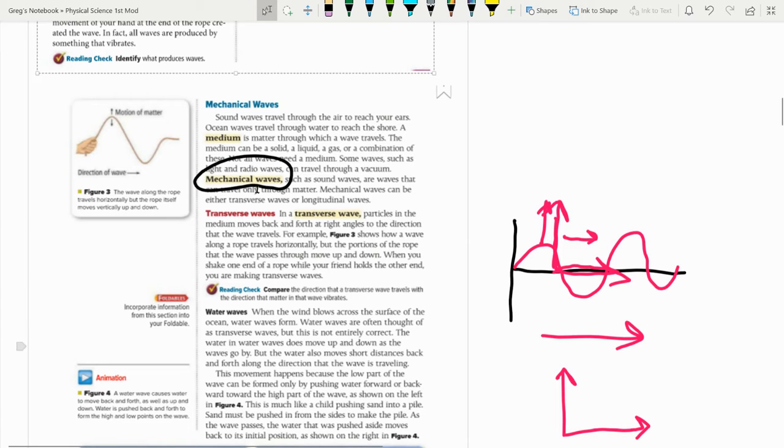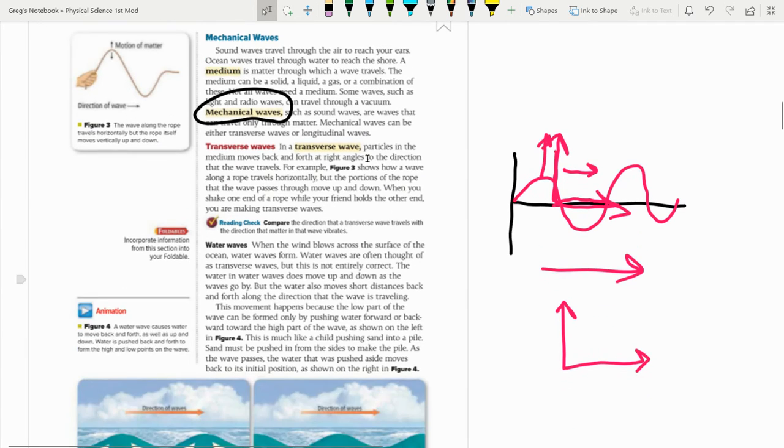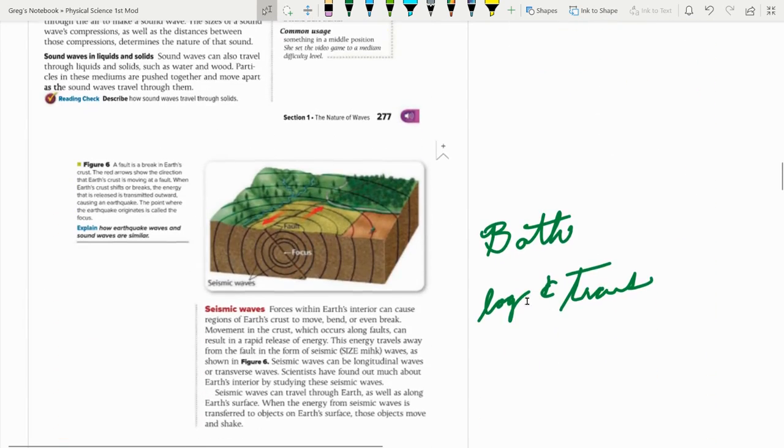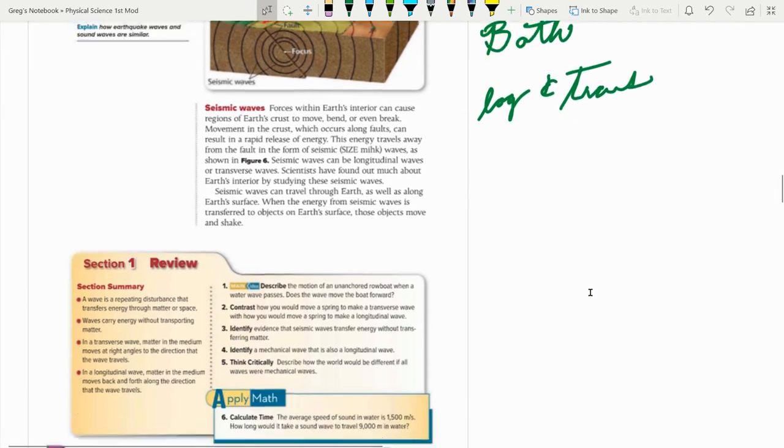We talked about mechanical waves. Mechanical waves need a medium, and there are transverse waves. Remember, a medium is the matter through which the energy or the wave travels. Transverse waves move up and down, and the energy moves at right angles. And then there are longitudinal waves, where the movement of energy is in the same direction that the wave travels, okay? So right angles, and in the same direction as the wave travels. And seismic waves are both transverse and longitudinal.